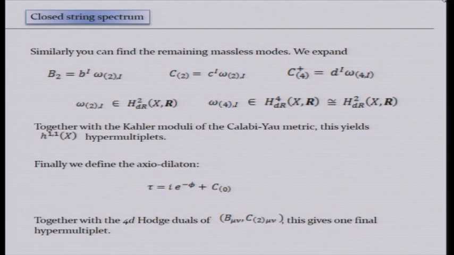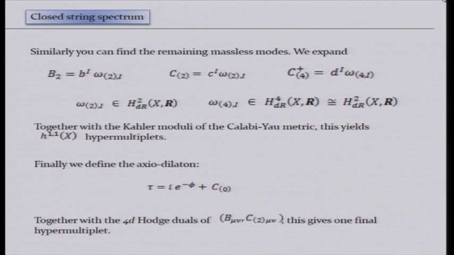Okay, similarly, you can find the remaining massless modes. So let's just quickly go through it. We have these other tensor fields, B2 and C2, and I can expand them in harmonic two-forms, which gives me a bunch of pseudoscalars in four dimensions. I can also take C4 and expand it in harmonic four-forms and get another bunch of pseudoscalars in four dimensions. And now remember that Kähler deformations also had to do with two-forms. So these were naturally paired with Kähler moduli, because we had this complexified Kähler moduli. If you combine these modes, the B's, the C's, and the D's with Kähler moduli, you get precisely 4 times h11 scalars, which naturally fit into h11 hypermultiplets. So from this expansion, we get h11 hypermultiplets.